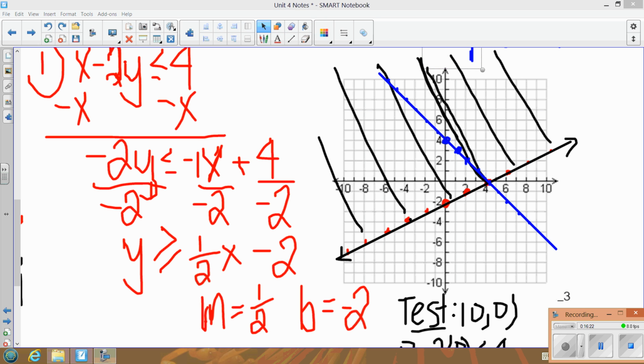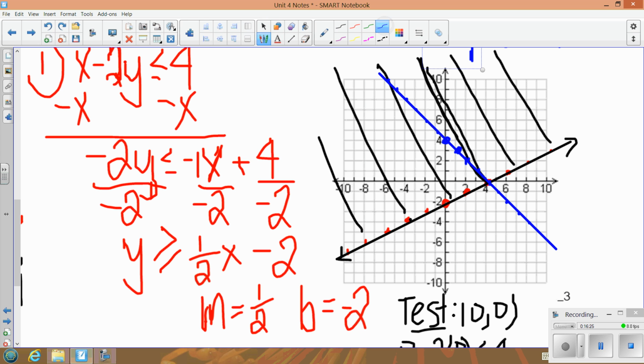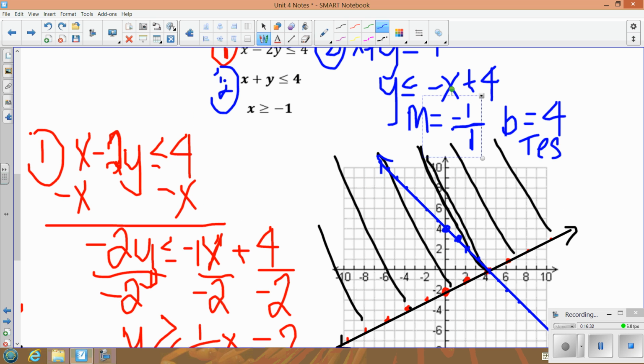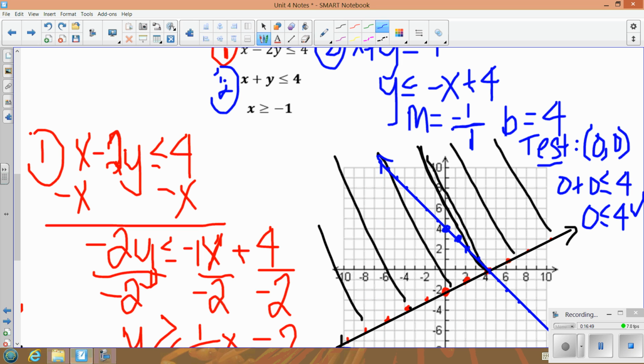Okay, so I change the color, get my arrows on there. And now pick a point to test. So again, 0, 0 will work because it's not on the line. So I have 0 plus 0 less than or equal to 4. 0 is less than 4, so that works. So that means my shading is going to go over 0, 0. So start from the blue line and go over 0, 0.